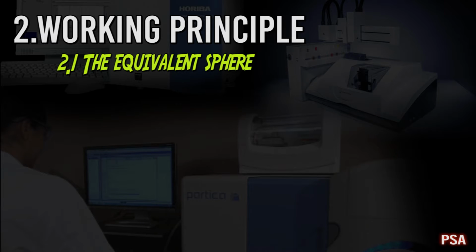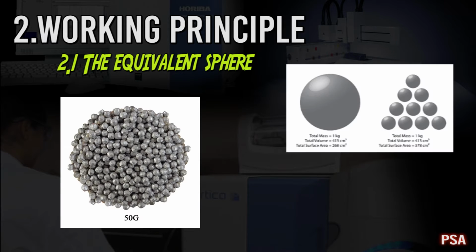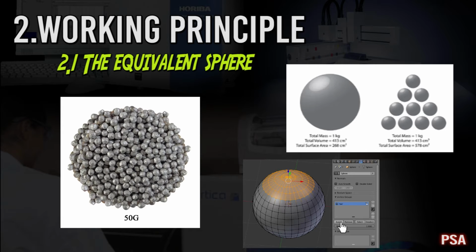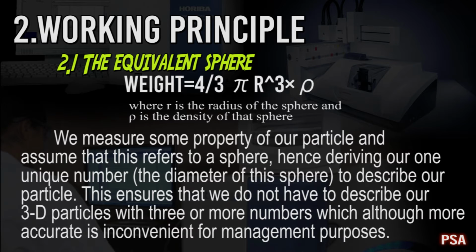For example, the weight is a single unique number, as is the volume and the surface area. So if we have a technique that measures the weight of the matchbox, we can then convert this weight into the weight of a sphere using the formula, where r is the radius of the sphere and ρ is the density of that sphere.